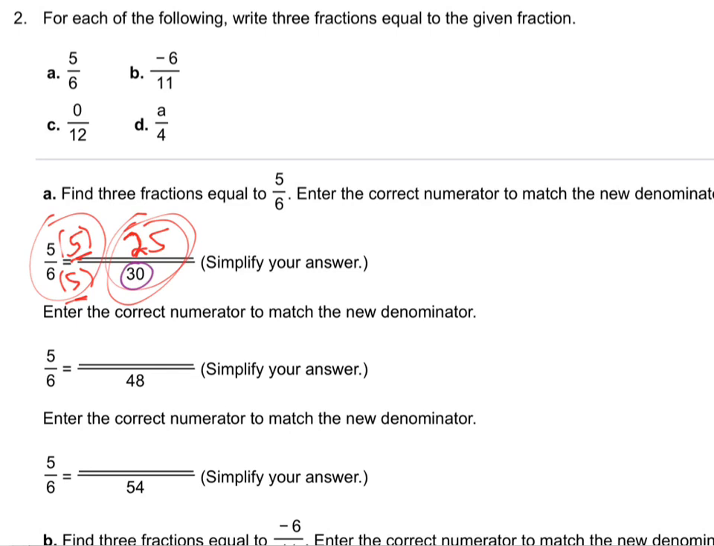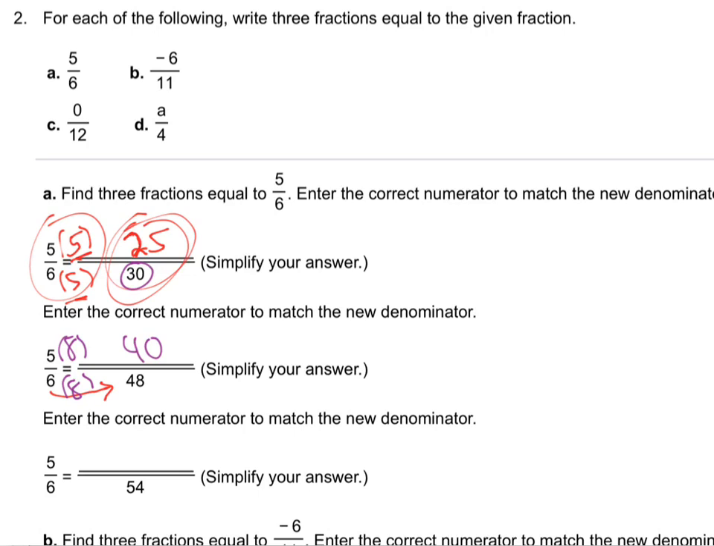How about over 48? What if you wanted to change 5/6, you want to make the denominator 48? What would you do top and bottom there? Yeah, whatever it takes, 8. 8 on that one. So that'd be 40 over 48 is the same, and on you go.